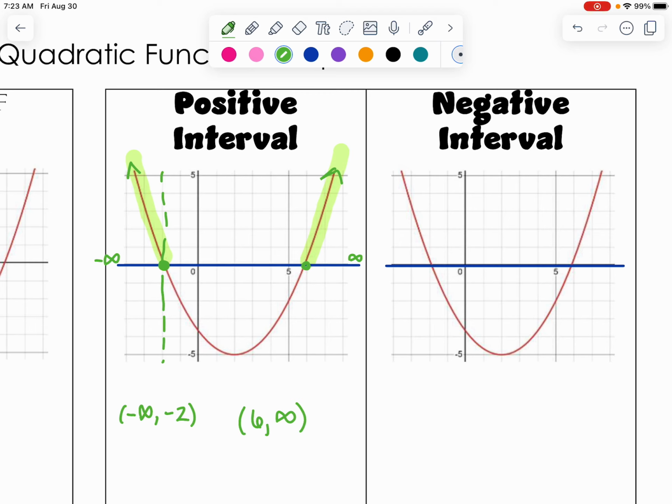Now, when you list multiple intervals, typically you'll see them with a U in between. That just kind of means and in mathematics. It's the symbol that means both of these are positive intervals.